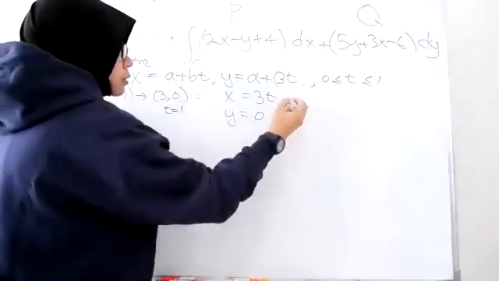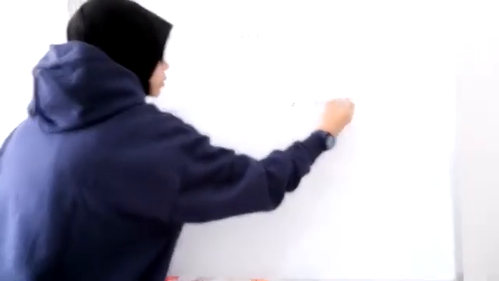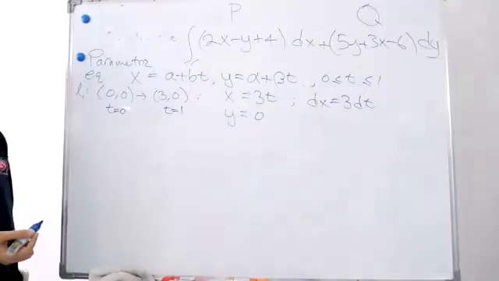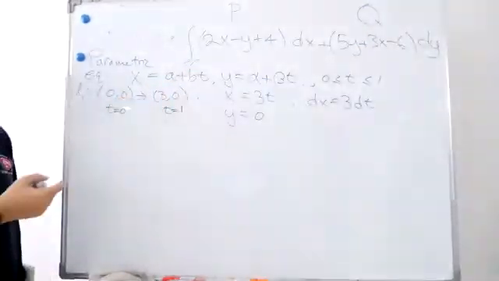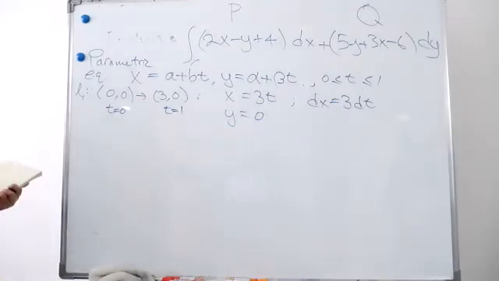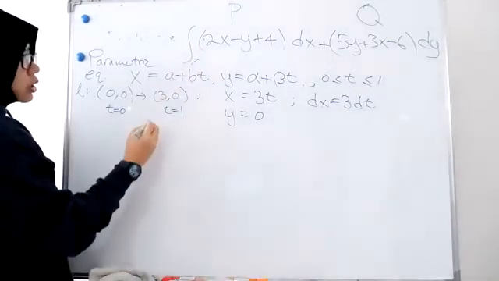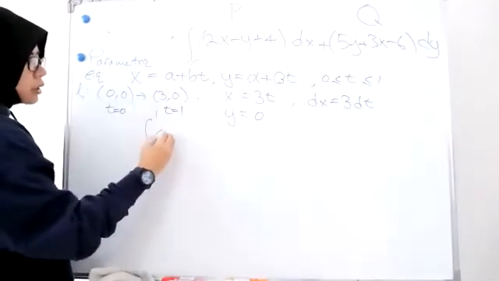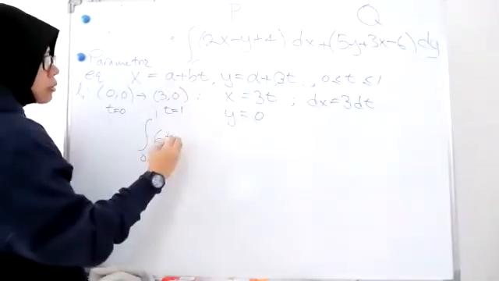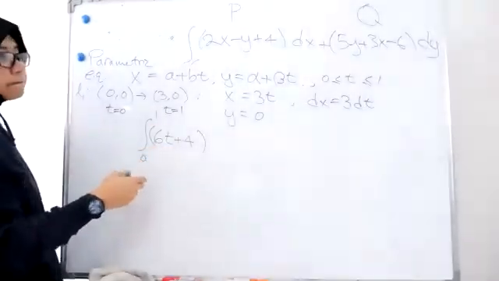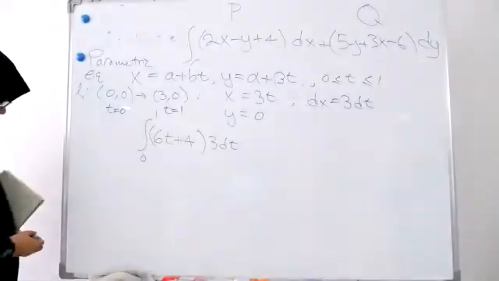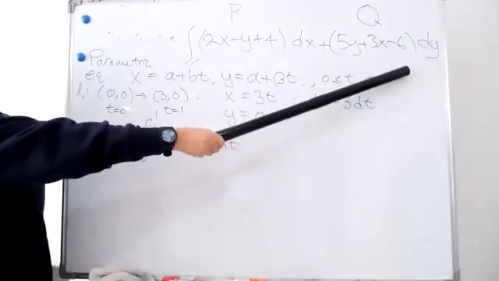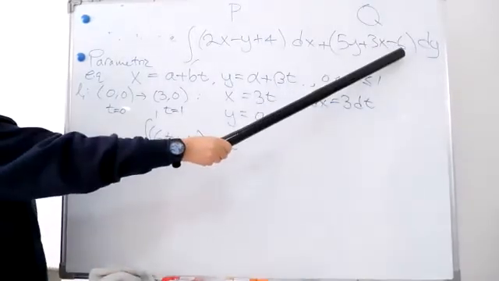And therefore x in terms of t is x equals 3t. Then my change of variables will be to integrate everything into t. So t goes from 0 to 1, 2x is 6t, minus y is minus 0, plus 4 doesn't change, and dx is 3 dt. This other term is 0 because y is 0, so dy is 0 in terms of t.